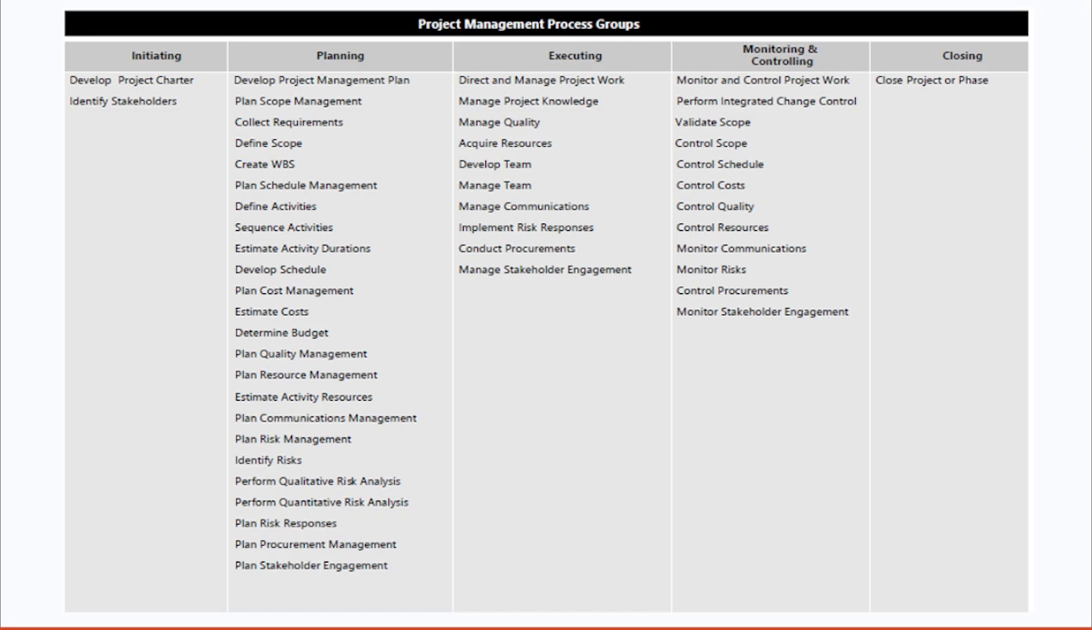After we started talking about the monitoring and controlling process group, and we've covered monitoring and controlling the project work, we've looked into performing integrated change control, and we've talked about its importance in terms of integration with the other project activities. Now it's time to move to the third key process here, which is validate scope.